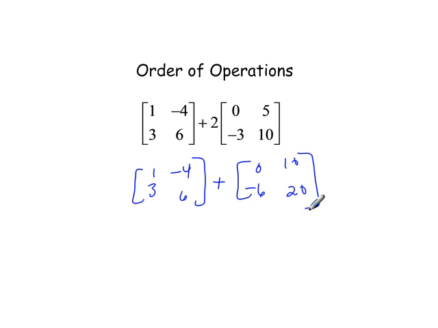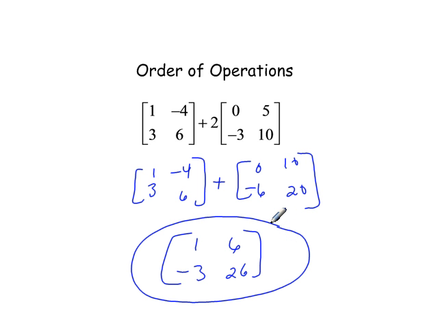And then we can add the corresponding parts. 1 plus 0 is 1, -4 plus 10 is 6, -3, and 26. That's matrices and their operations.